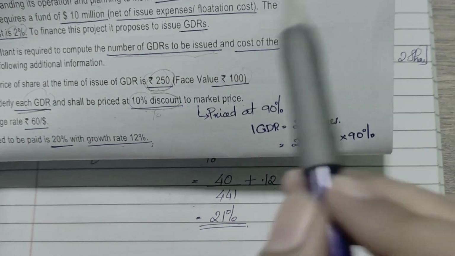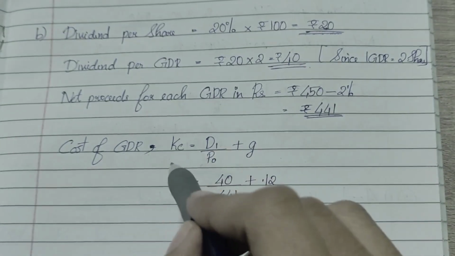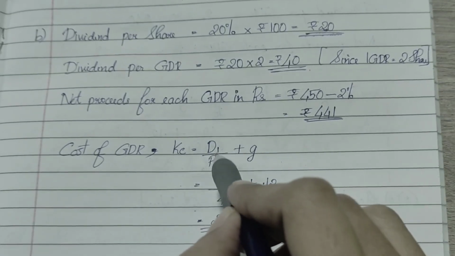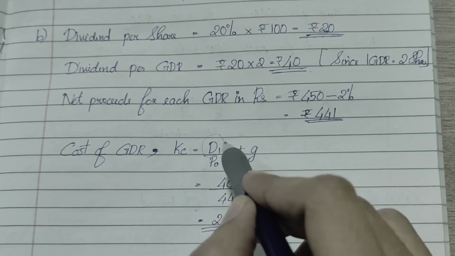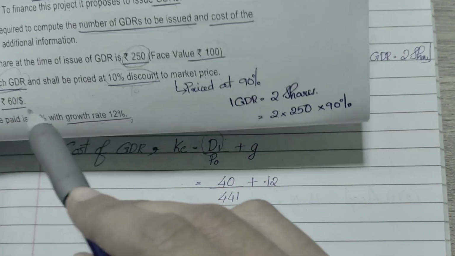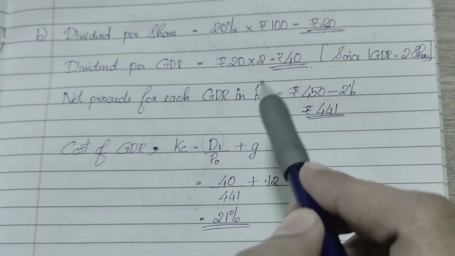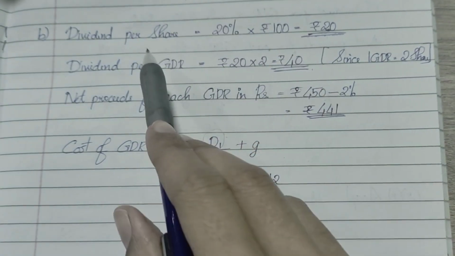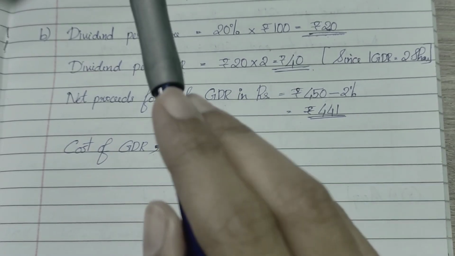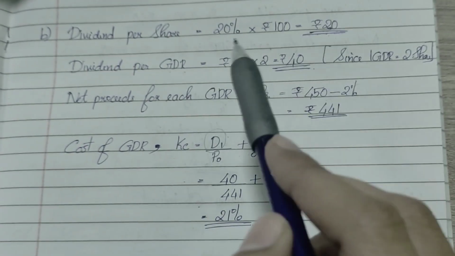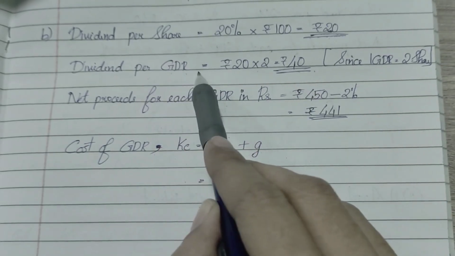Then second part of the question is cost of GDR. So cost of GDR is equal to Ke is equal to D1 by P0 plus g. Dividend D1: dividend is given as 20%. So 20% of face value 100, 20 rupees. This is dividend per share. We need to compute the dividend per GDR. 1 GDR is equal to 2 shares. So 2 into 20, 40 will be the dividend per GDR.